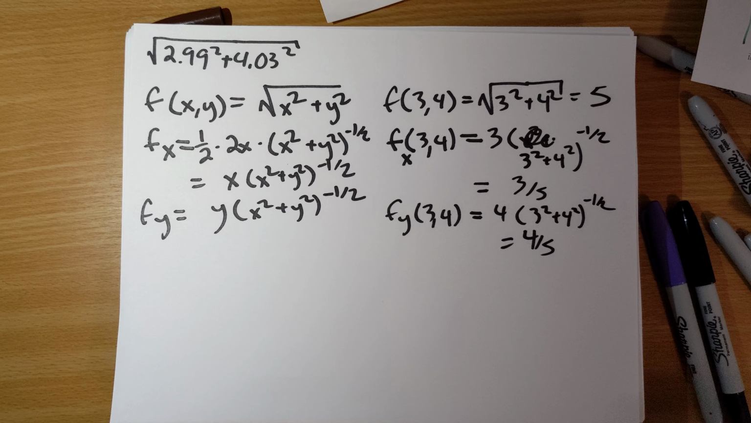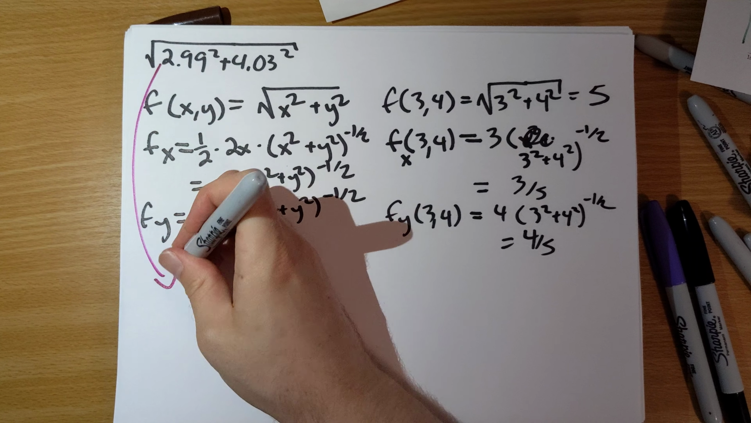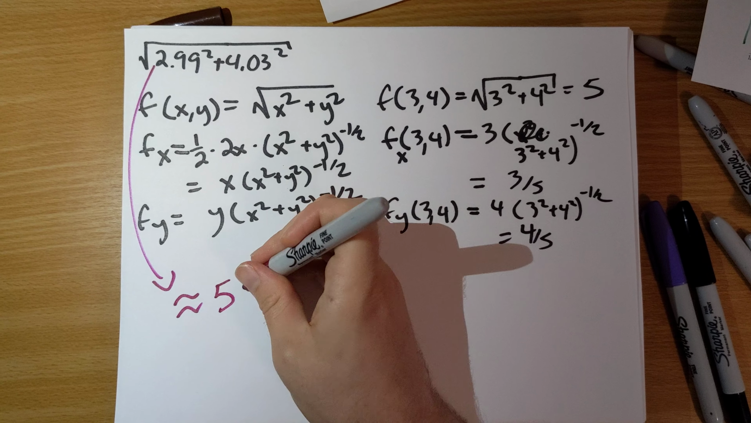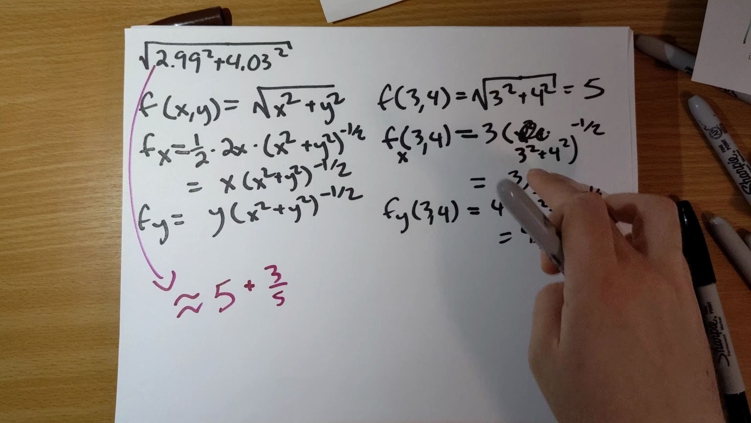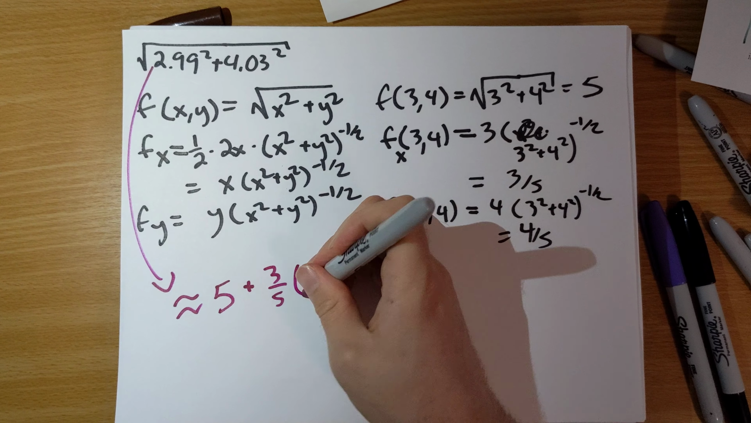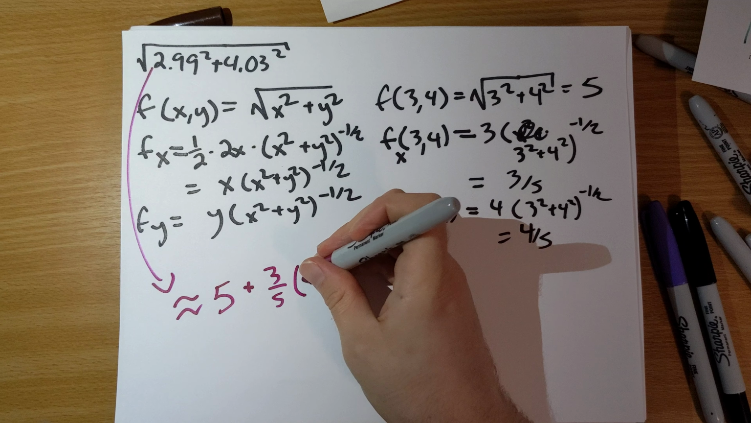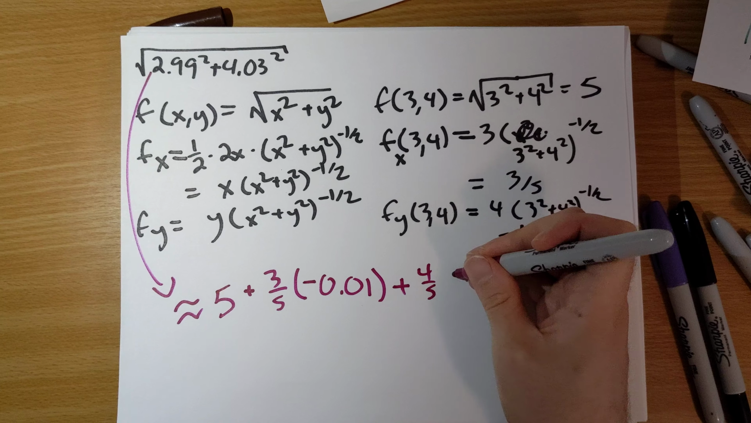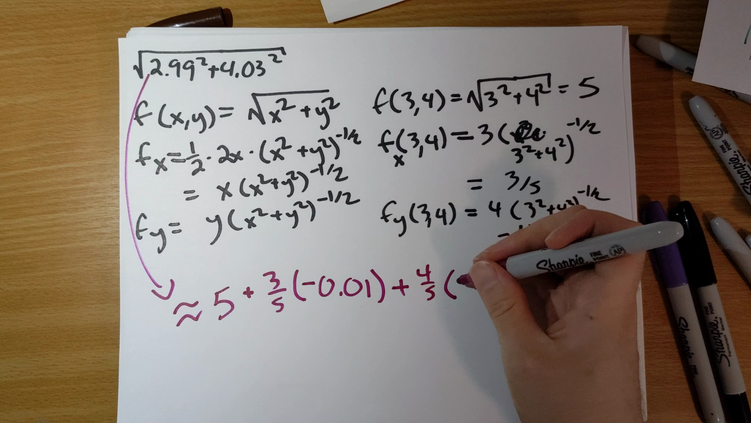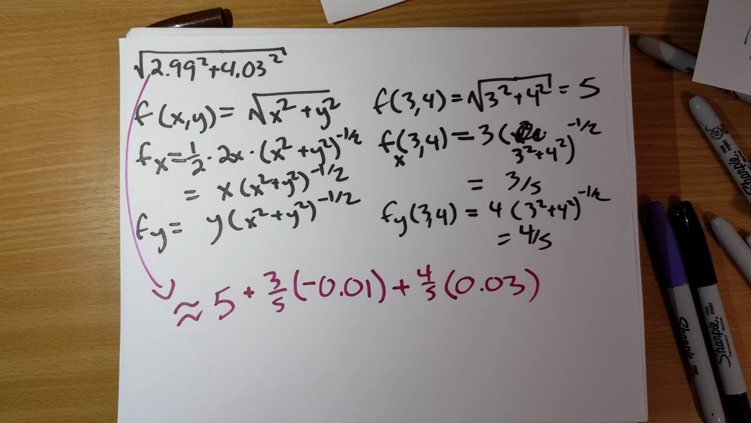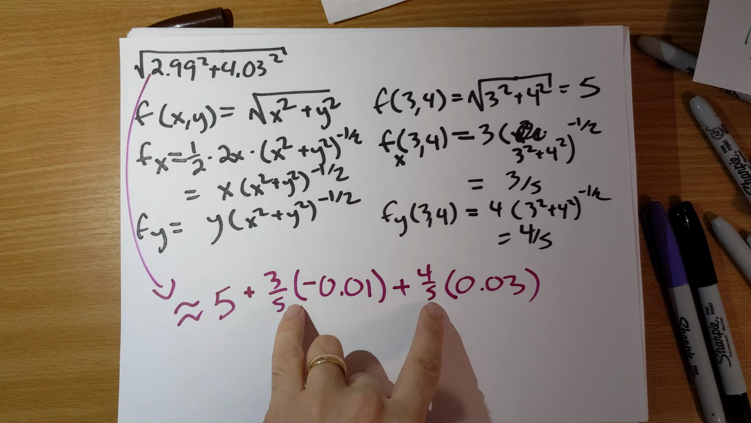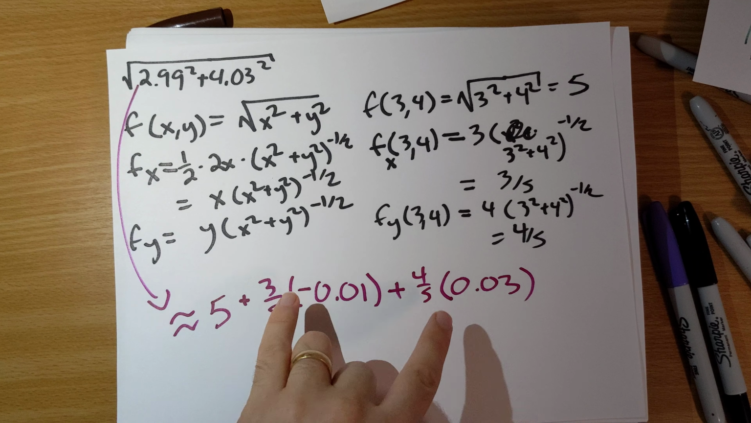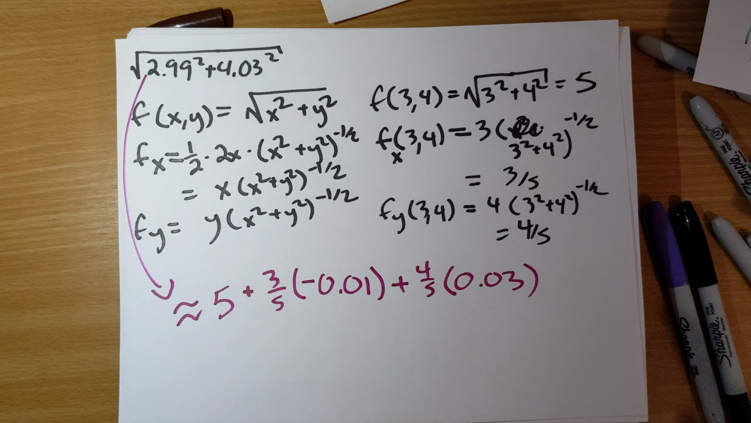Okay, so then this expression here is approximately equal to 5 plus 3/5, the x partial derivative here, times the change going from 3 to 2.99, which is negative 0.01, plus 4/5 times the change going from 4 to 4.03, which is positive 0.03. So again, crunch this out. We can just leave it as this, and this is the final answer, and we can crunch it out to compare if we want to.